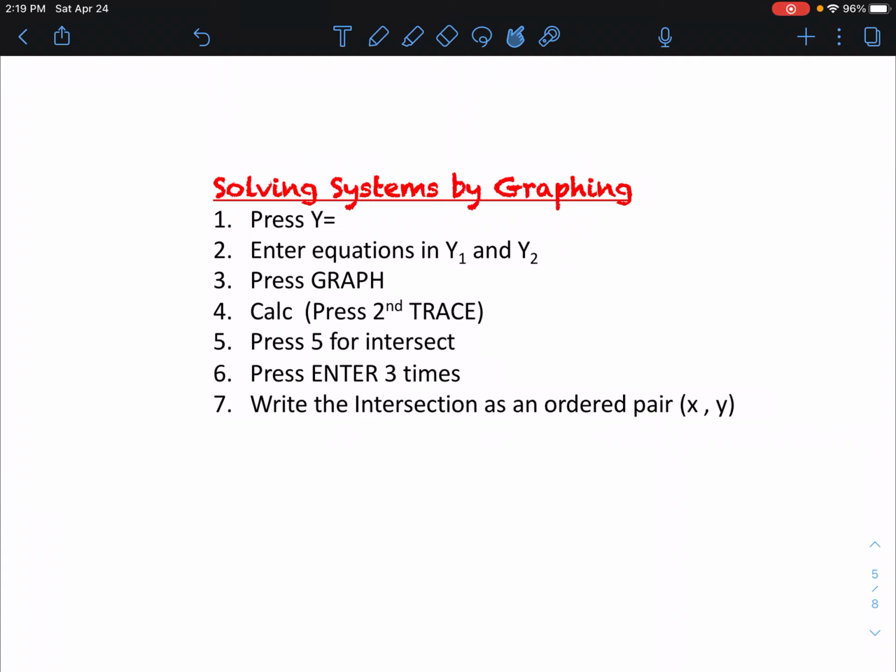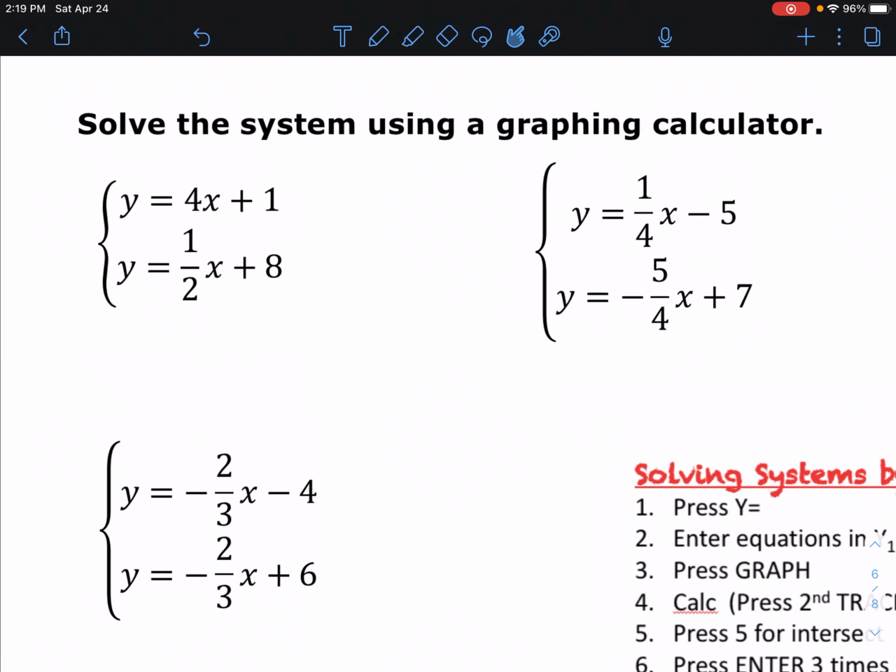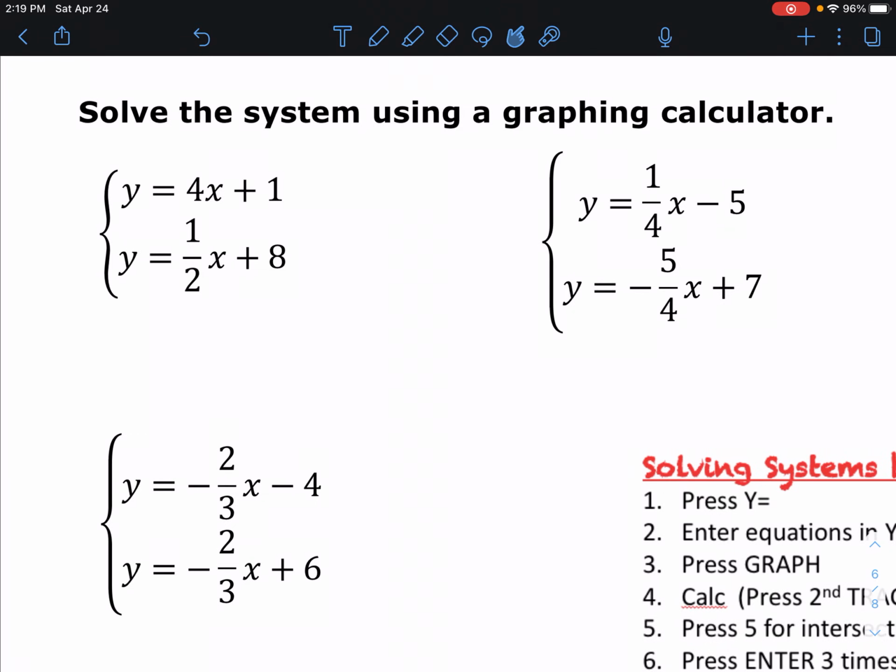These are the steps. Steps will be on your assignment. So we're just going to try this. Okay. So we're going to graph these systems, and we're going to use our graphing calculator, our MCA calculator, to do it. Our first equation is y equals 4x plus 1 and y equals 1/2 x plus 8. We're going to type those into our calculator and find out where they cross.